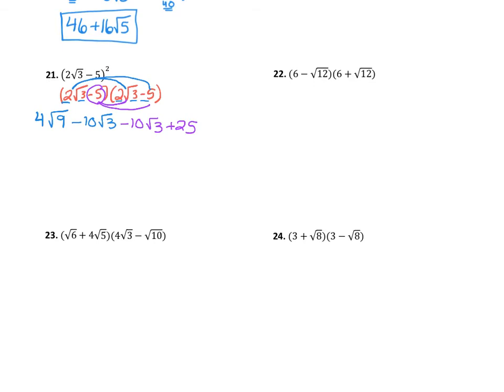So the first thing I'm going to do is, well, I know the square root of 9 is equal to 3, so this is really the same as 4 times 3. I also can see that I have some like terms. I have negative 10 root 3 and negative 10 root 3. Now notice they're both negatives. If one was negative and one was positive, it would become 0. But since they're both negative, I'm going to get negative 20 root 3 plus 25. Now, similar to the last example, I know that this is 12, so 12 plus 25 is going to give me 37 minus 20 root 3, and this would be my final answer.